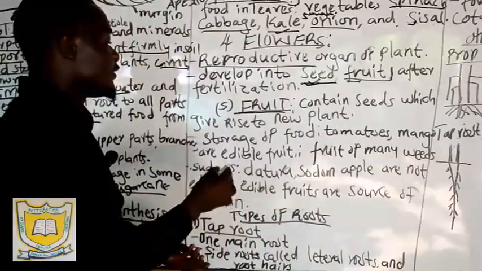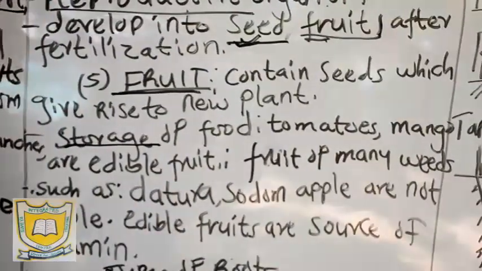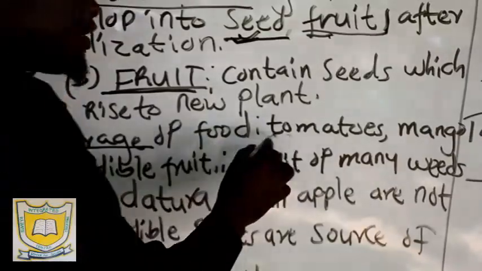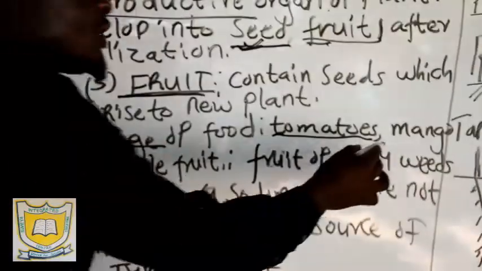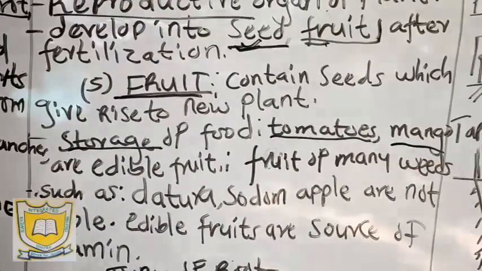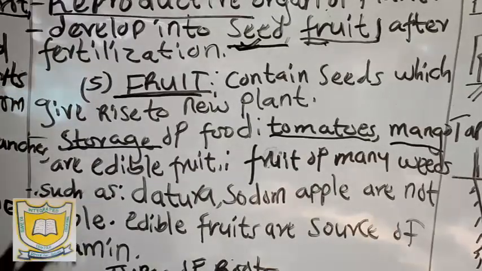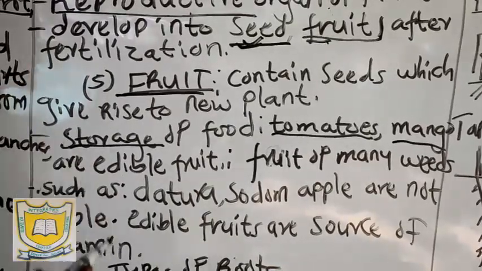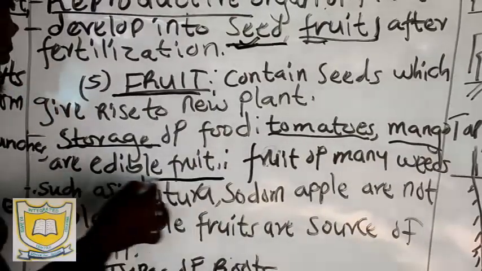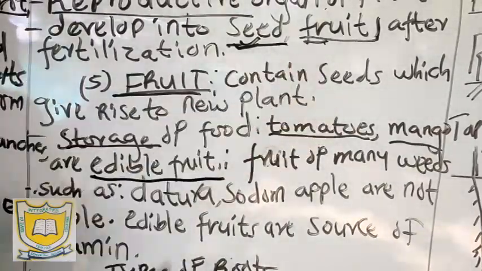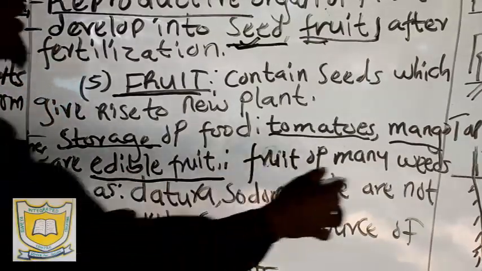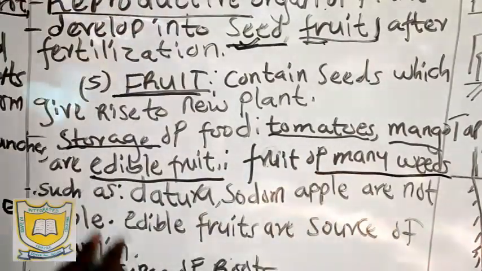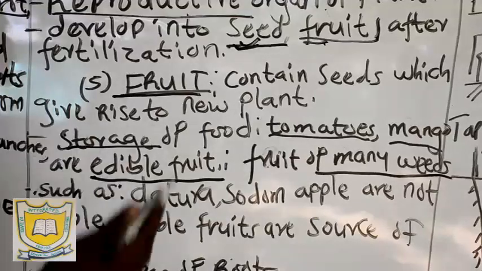Most fruits, we eat them. We eat the tomatoes. We have mangoes, we have avocados, and so many fruits that we eat. Now we have those fruits that are edible, and we have those fruits that are not edible. I have named examples of those that are edible, but we also have some weeds that produce fruits, but those fruits are not eaten.